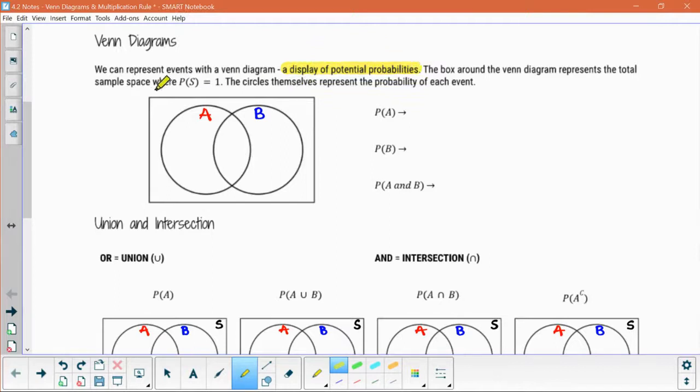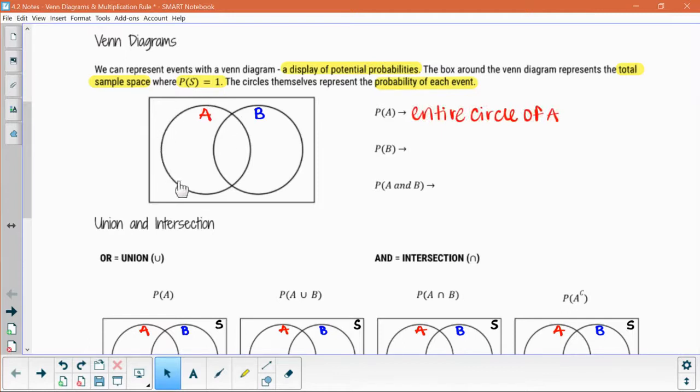Remember that the entire box around a Venn diagram is going to represent the total sample space, and it has to add up to 1 or 100%. And the circles themselves represent the probability of each event. So first I have probability of event A. That is represented by the entire circle A. Probability of event B is represented by the entire circle B.